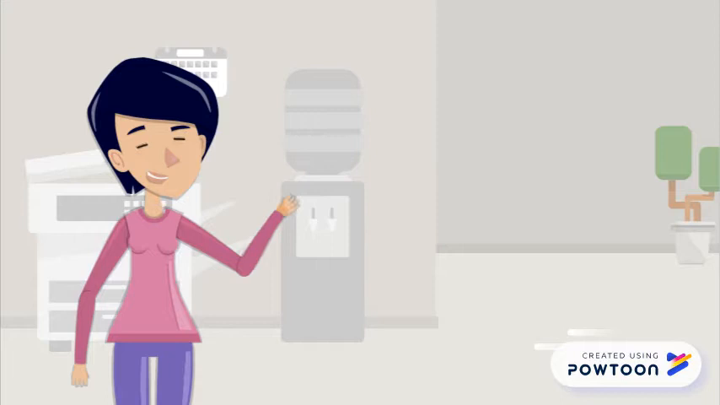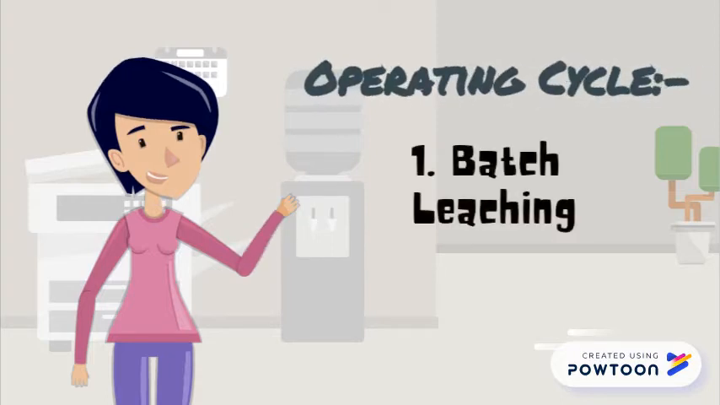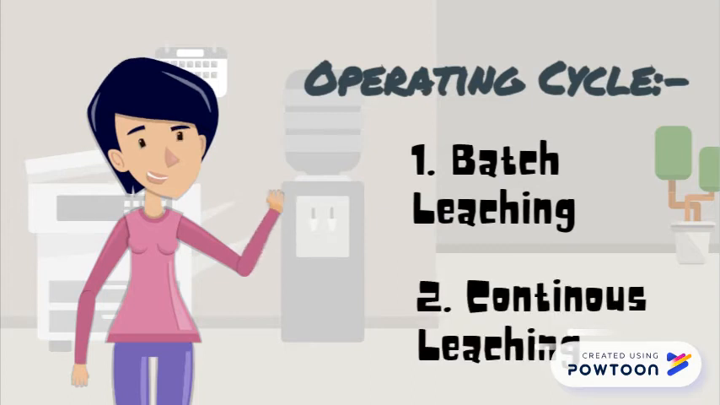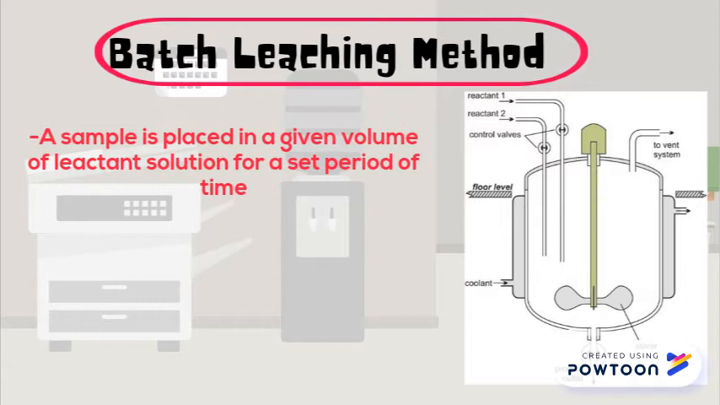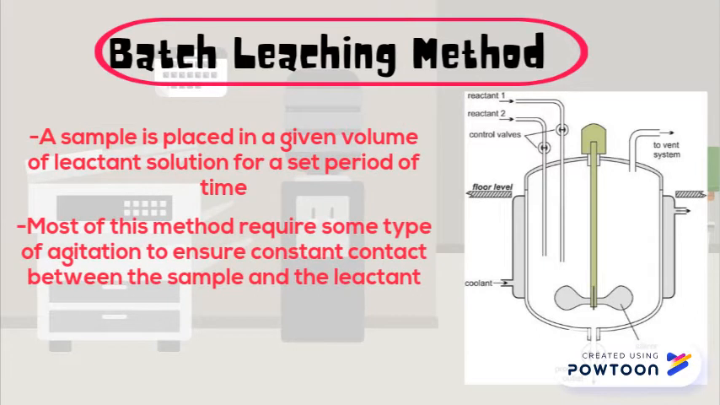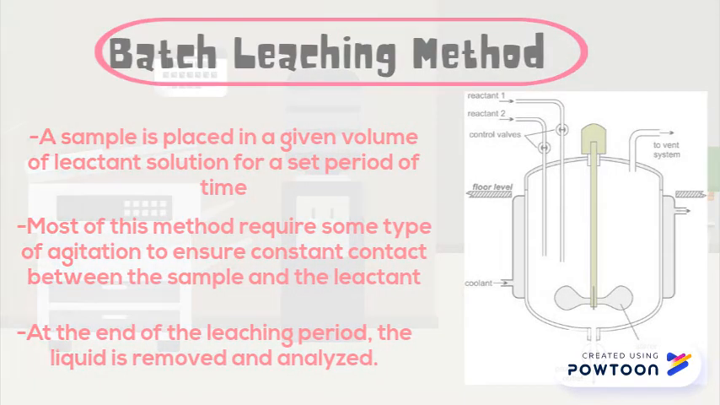Hello, now we're gonna learn about two operating cycles of leaching, which are batch leaching and continuous leaching. In batch leaching method, a sample is placed in a given volume of reactant solution for a set period of time. Most of this method requires some type of agitation to ensure constant contact between the sample and the reactant. At the end of the leaching period, the liquid is removed and analyzed.